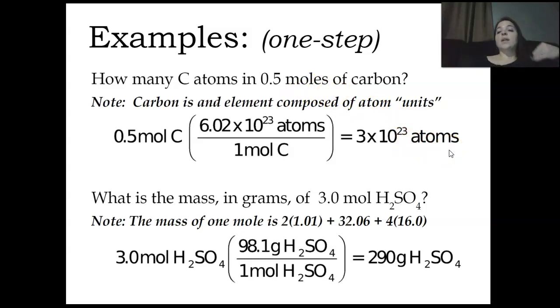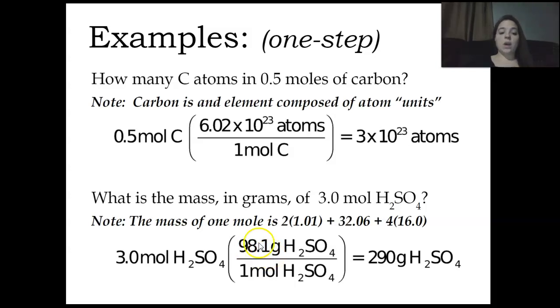All right. Now let's look at the next one. What is the mass in grams of 3.0 moles of H2SO4? Okay, so this is where the gram formula mass is coming in. Gram molecular mass. What do you have to do? You have to take the number of atoms times the mass of each. So 2 times 1, 1 times 32, 4 times 16 to give you 98.1 grams or 98 grams of H2SO4.